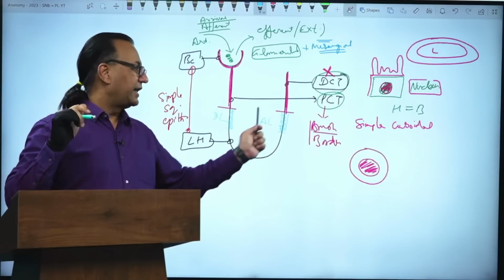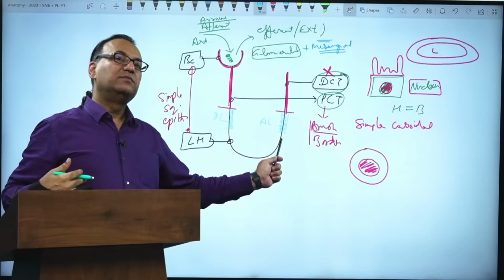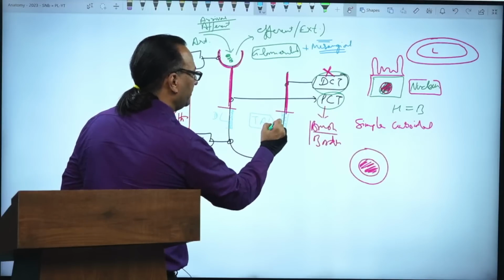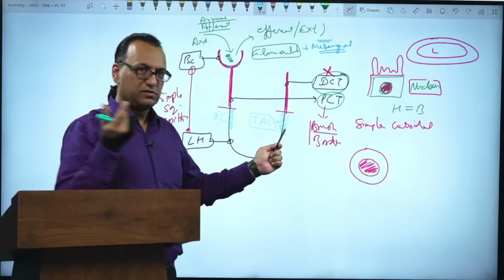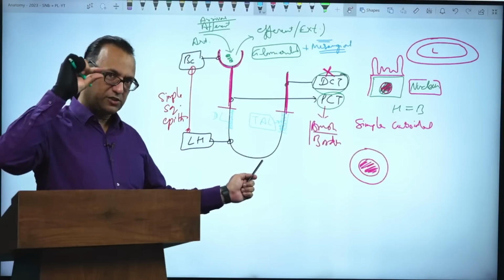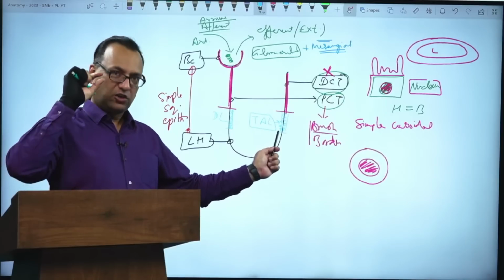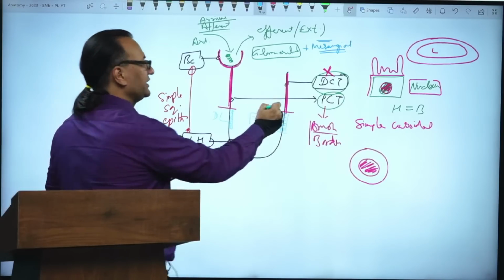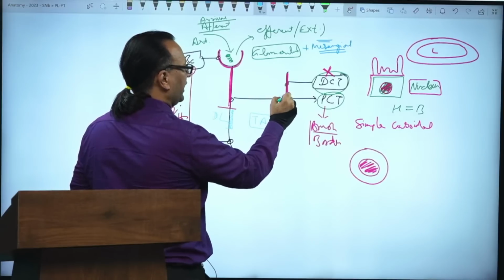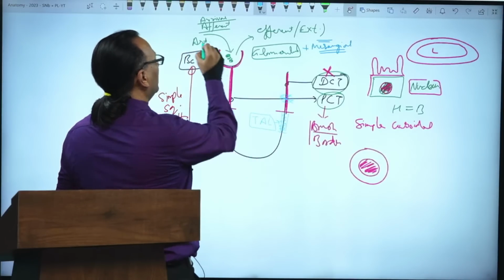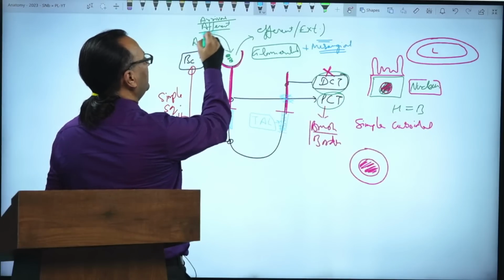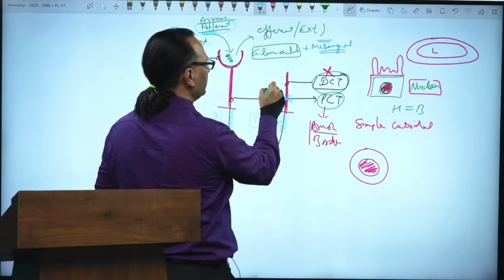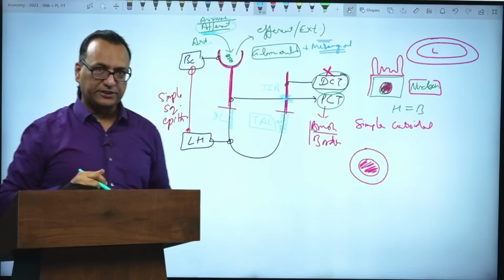And it is the junction of the thick ascending limb. It is called thick because thin means simple squamous and thick means cuboidal. So the thick ascending limb, when it meets the DCT, is the point where it will come close to the afferent arteriole, and that is where we will have the juxtaglomerular apparatus.